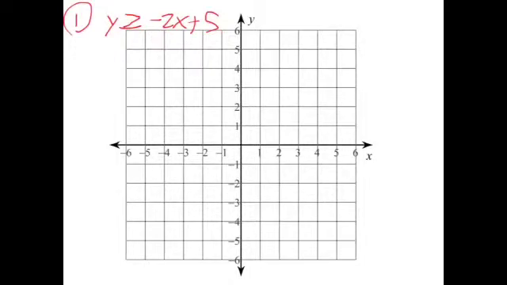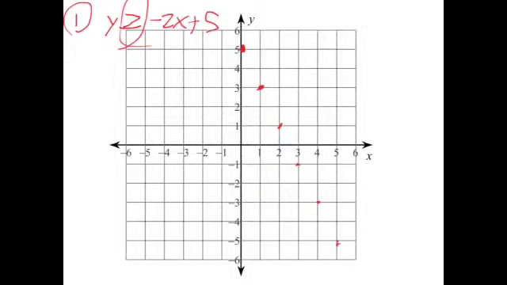and graph that line. Since that 5 is not with the x, that's our y-intercept, and we have a slope of negative 2, so that's down 2, right 1, and you can get points by doing that: down 2, right 1, down 2, right 1, and you just keep repeating. And you'll get these points here.